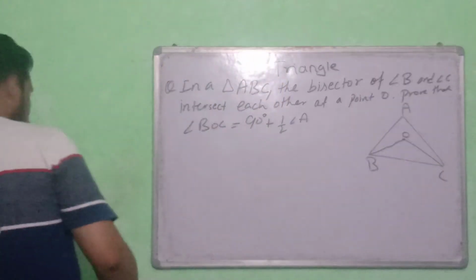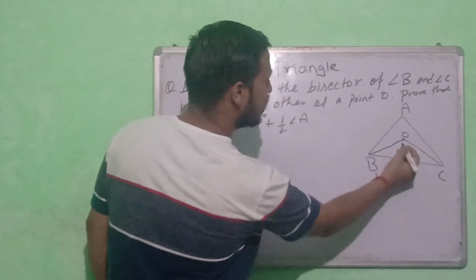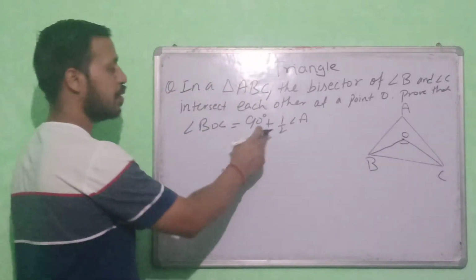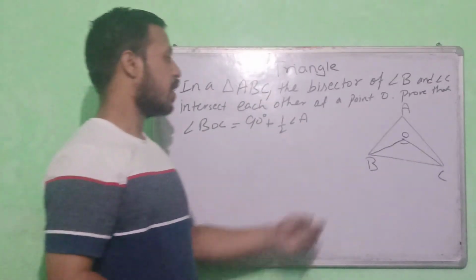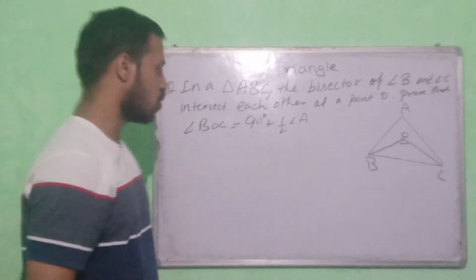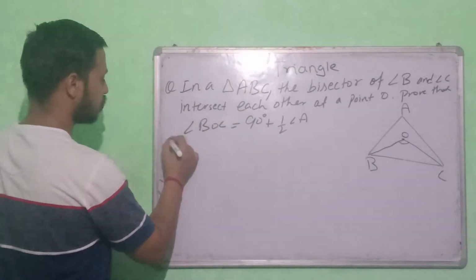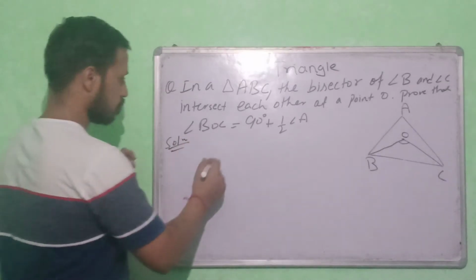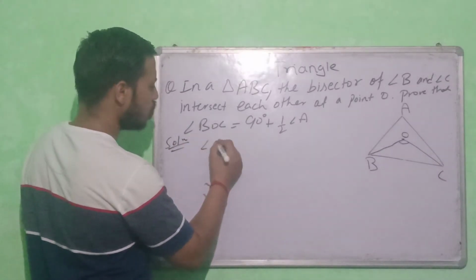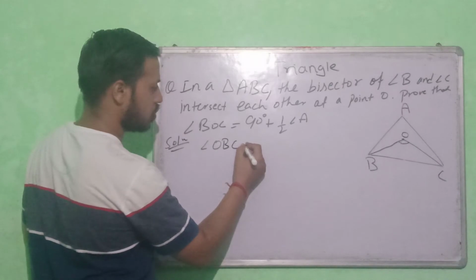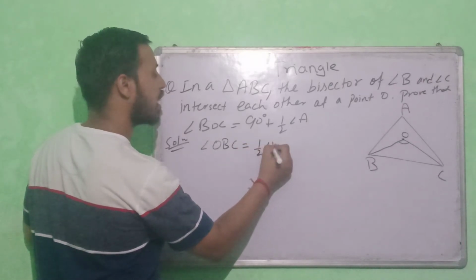Now, what do we have to prove? We have to prove that angle BOC equals 90 degrees plus half of angle A. So how will we prove it? Look here. Solution. You can write angle OBC equals half of angle B.